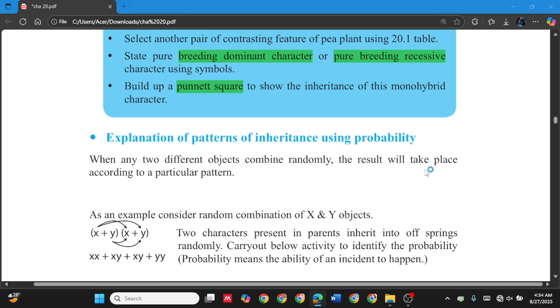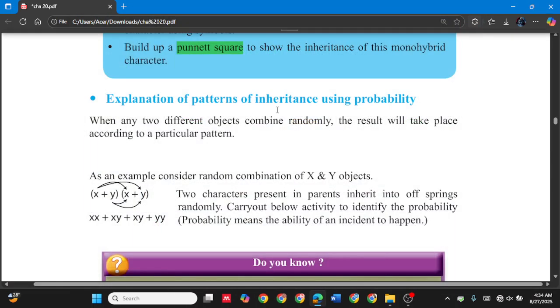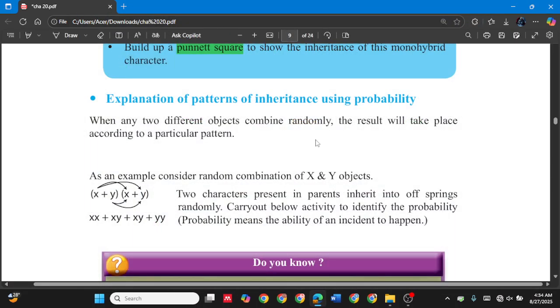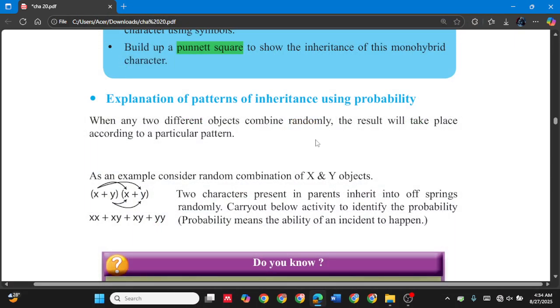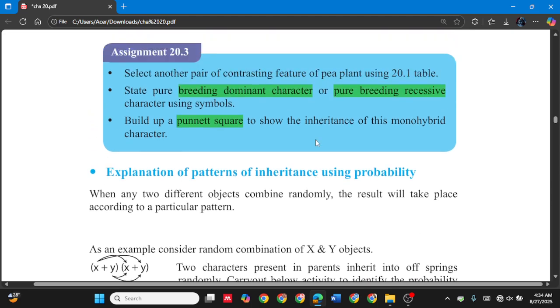Explanation of patterns of inheritance using probability. When any two different objects combine randomly, the result will take place according to a particular pattern. This is the pattern which I draw with you here.